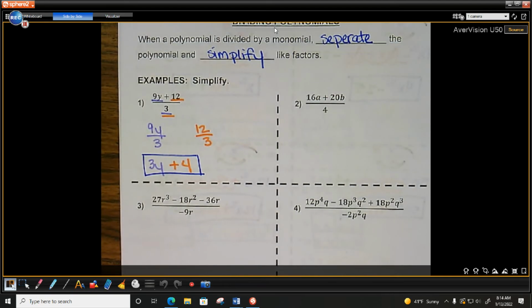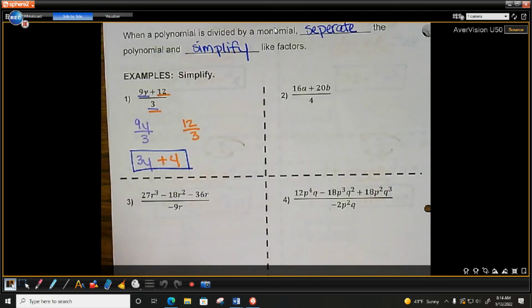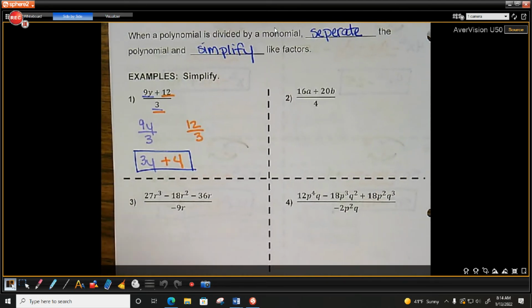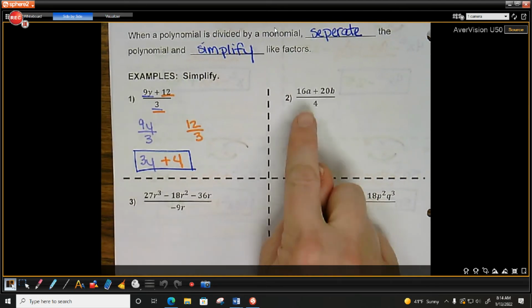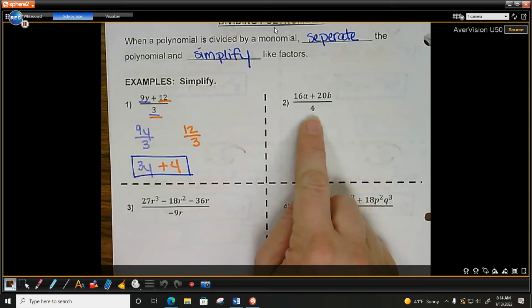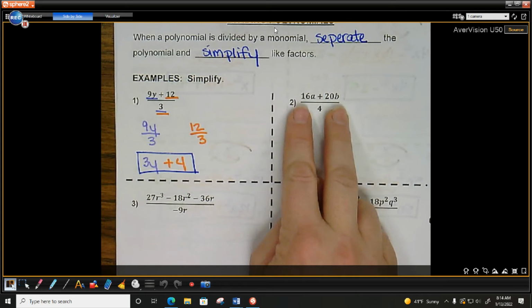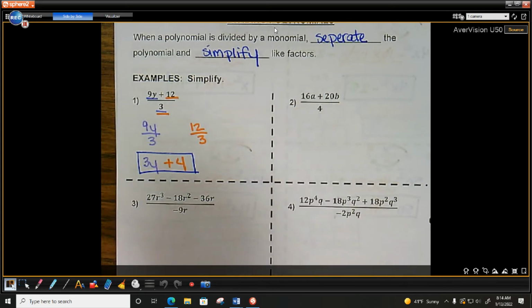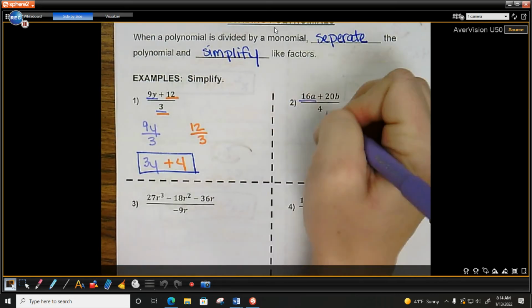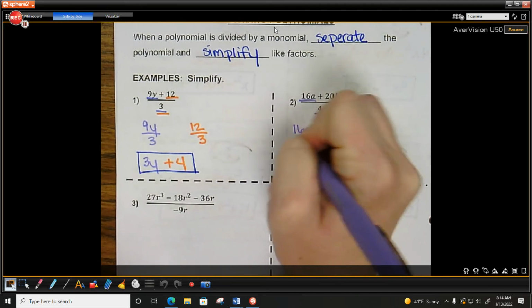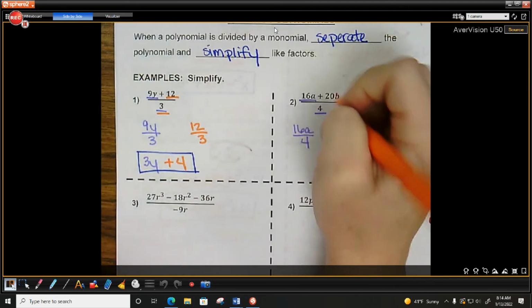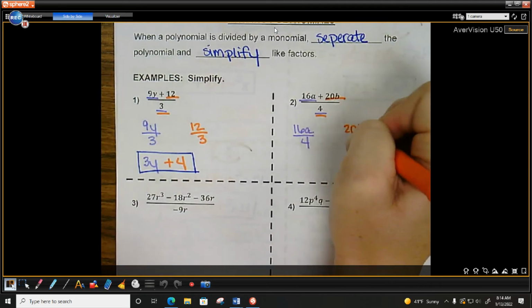Okay, next one. How many terms are in the denominator, Morgan? 4, or just 1? Just one term. The term is 4. Okay. How many terms are in the numerator? 2. So how many fractions am I going to separate this into? 2 fractions. So I'm going to do 16a over 4. And then 20b over 4.